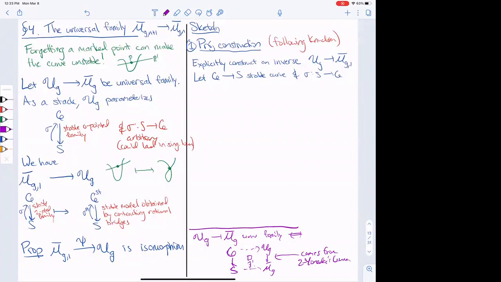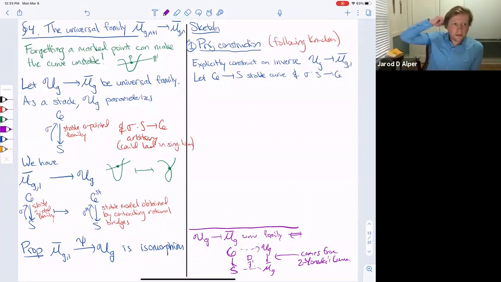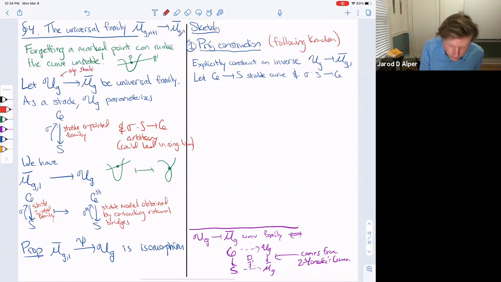So in particular, U_g is an algebraic stack and U_g to M_g bar is a smooth, not smooth, a nodal family of curves, right? Exactly, yeah. Right. So I've spelled out what it is as a stack, but we know U_g is an algebraic stack. And this is then a proper, flat family of curves, whose fibers are nodal.